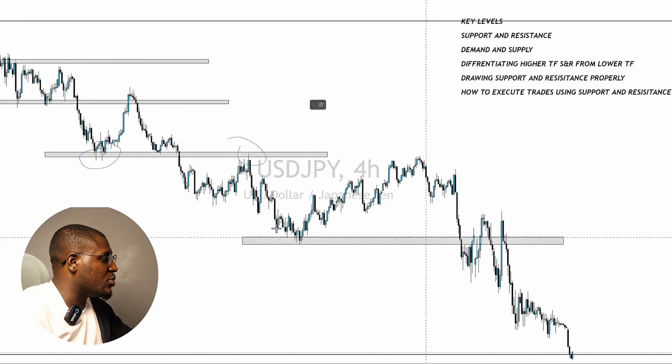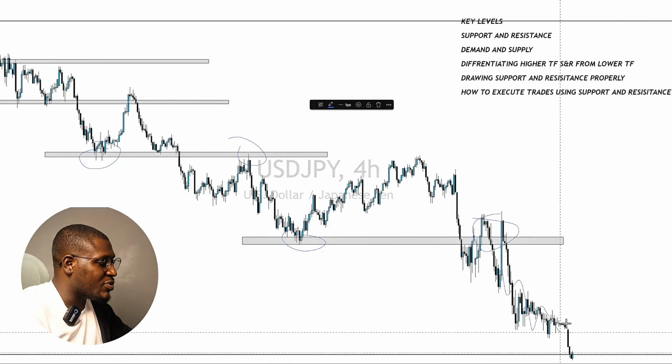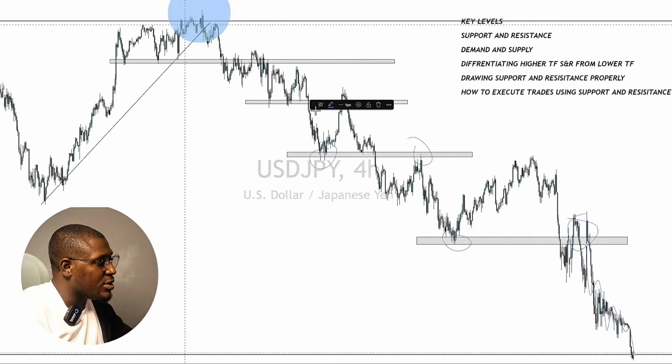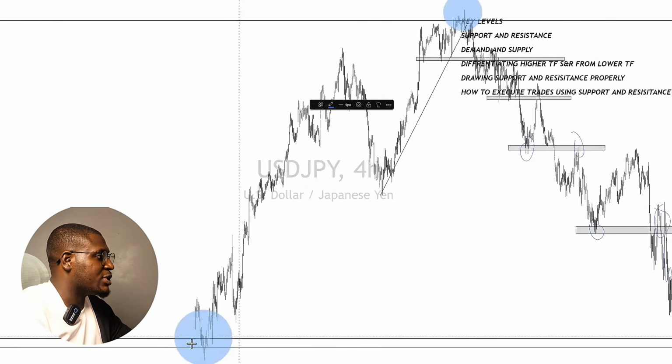Again, you see prices did what? Hold here as a support. Prices came here, failed, and prices is presently selling off. So this is how you use the minor support and resistance against the higher time frame support and resistance.